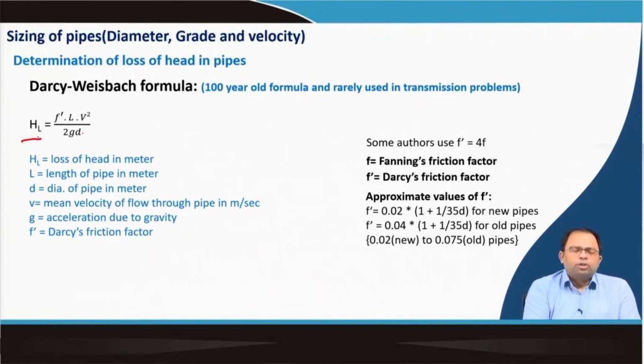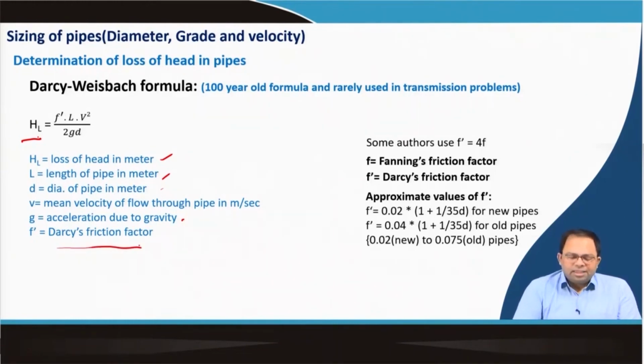I did not show the detailed calculations, but if you take the incoming pressure and the outgoing pressure, the difference between them equals the head loss, and we can get this formula by solving that: HL = F' L V square by 2 g D, where HL is the loss of head in meters, L is length of pipe in meters, D is diameter of pipe in meters, V is mean velocity of flow through the pipe in meters per second, g is acceleration due to gravity, and F' is Darcy's friction factor.